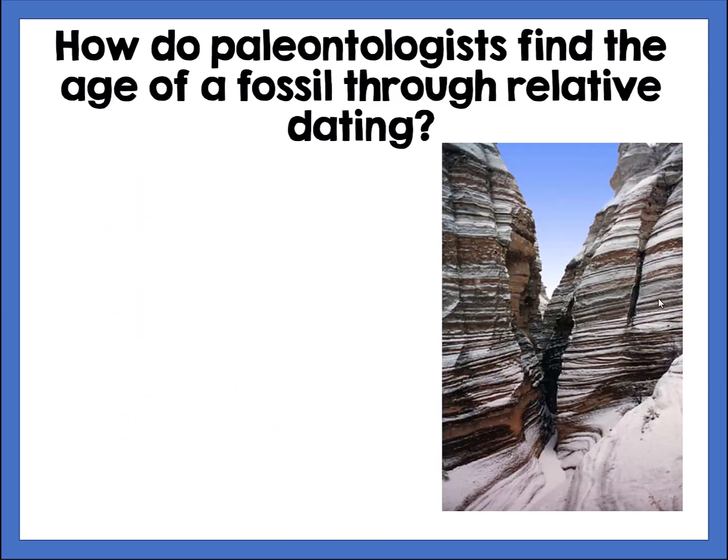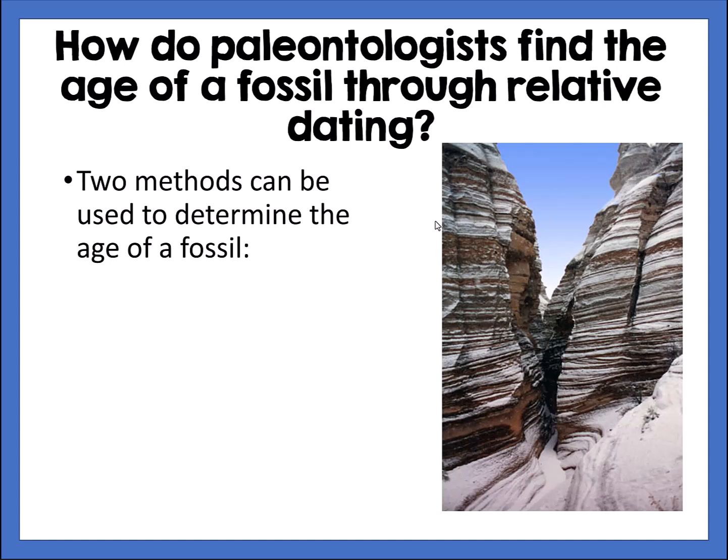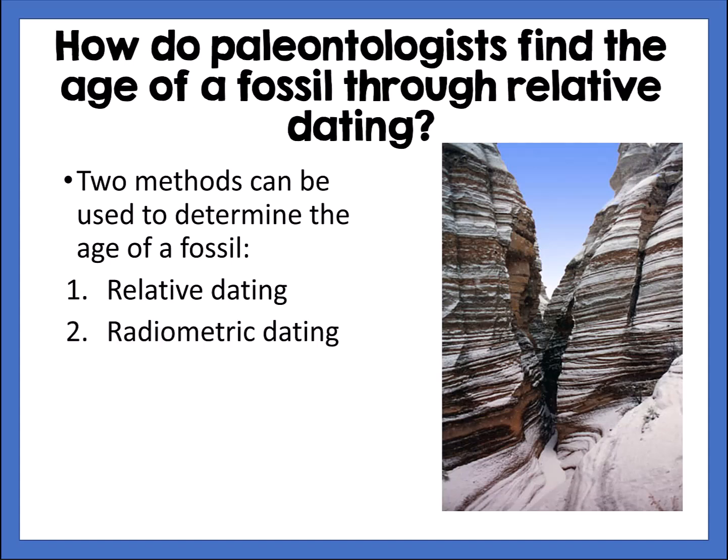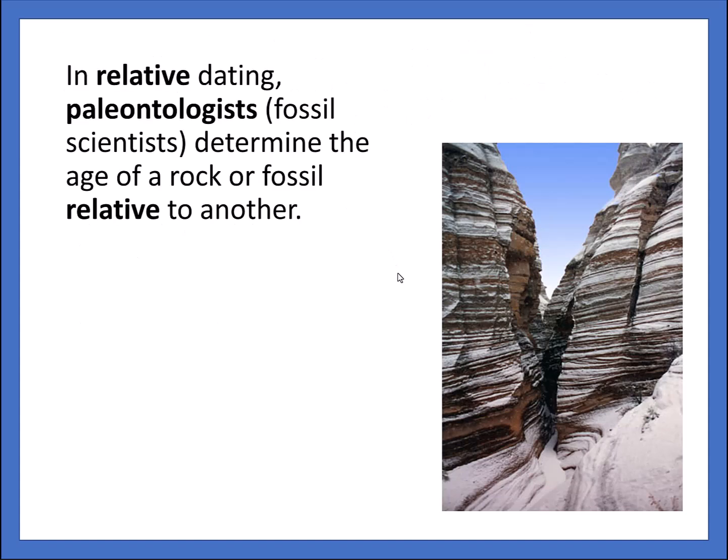How do paleontologists find the age of a fossil through relative dating? So we need to discuss the age of the fossil to determine how far back that common ancestor might have existed. And two methods can be used to determine the age of a fossil: relative dating and radiometric dating, also called radioactive dating. In relative dating, paleontologists, which are fossil scientists, determine the age of a rock or fossil relative to another rock or fossil.